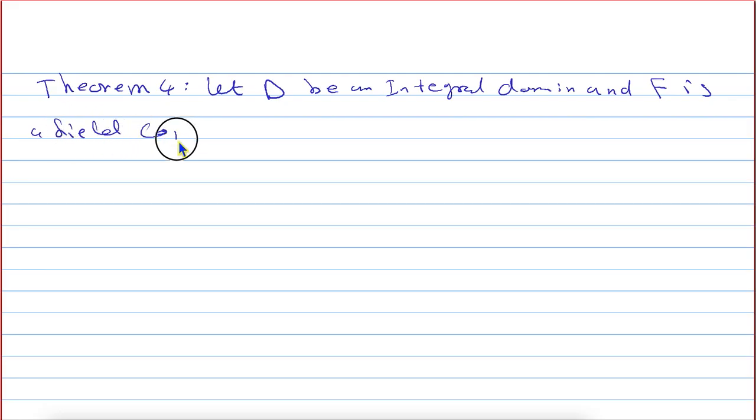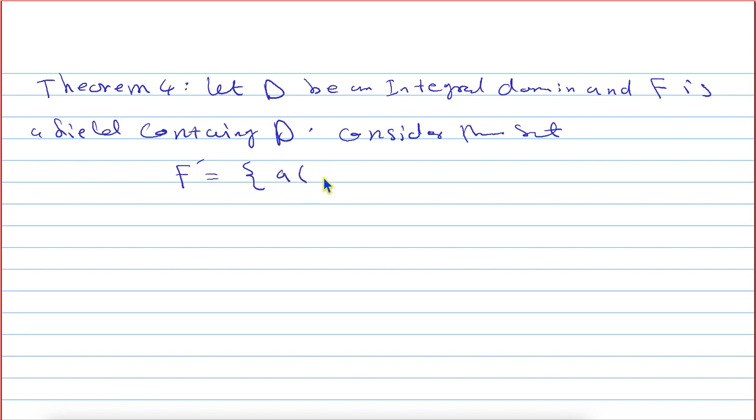Theorem 4. Let D be an integral domain and F a field containing D. Consider the set F prime, which contains the elements AB inverse, where A and B are in D and B is non-zero. We claim the following.